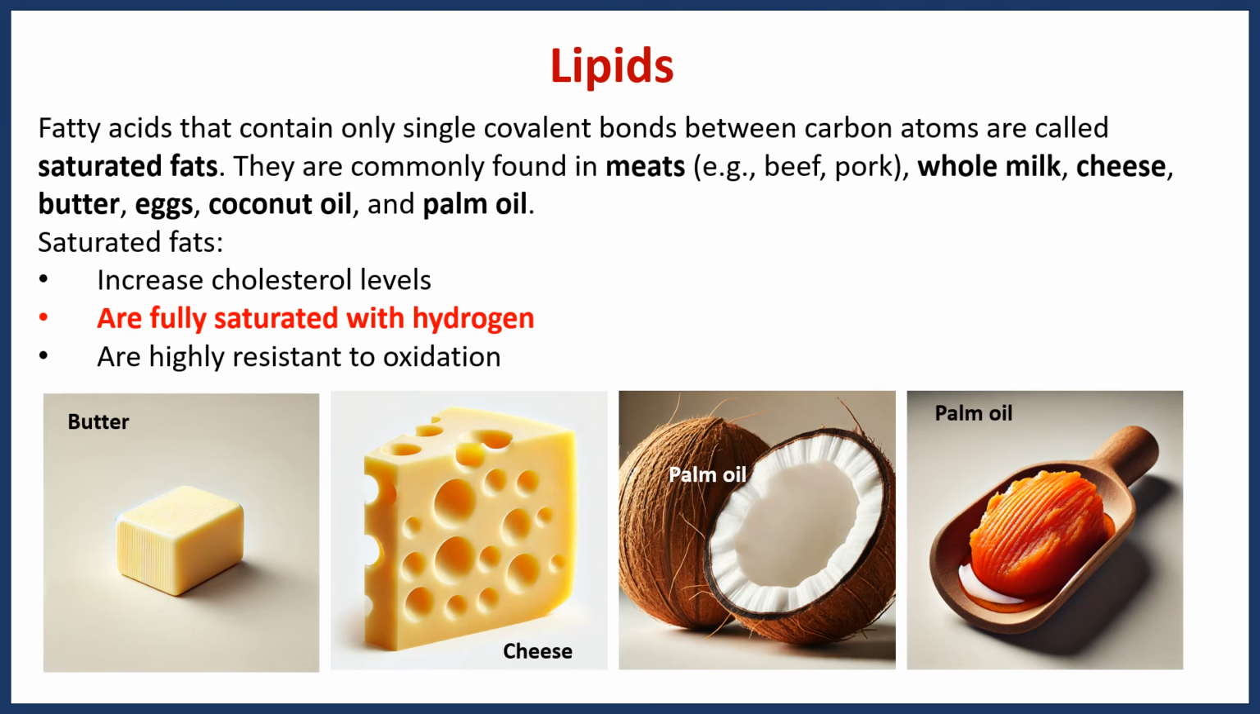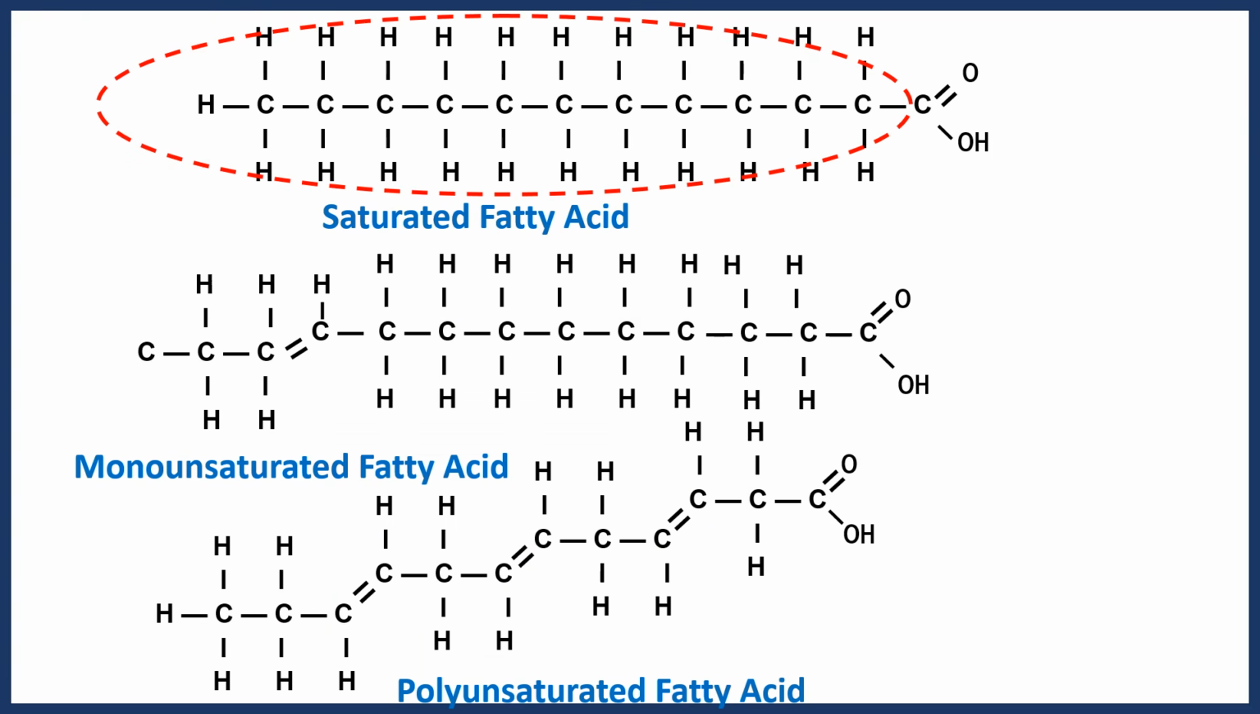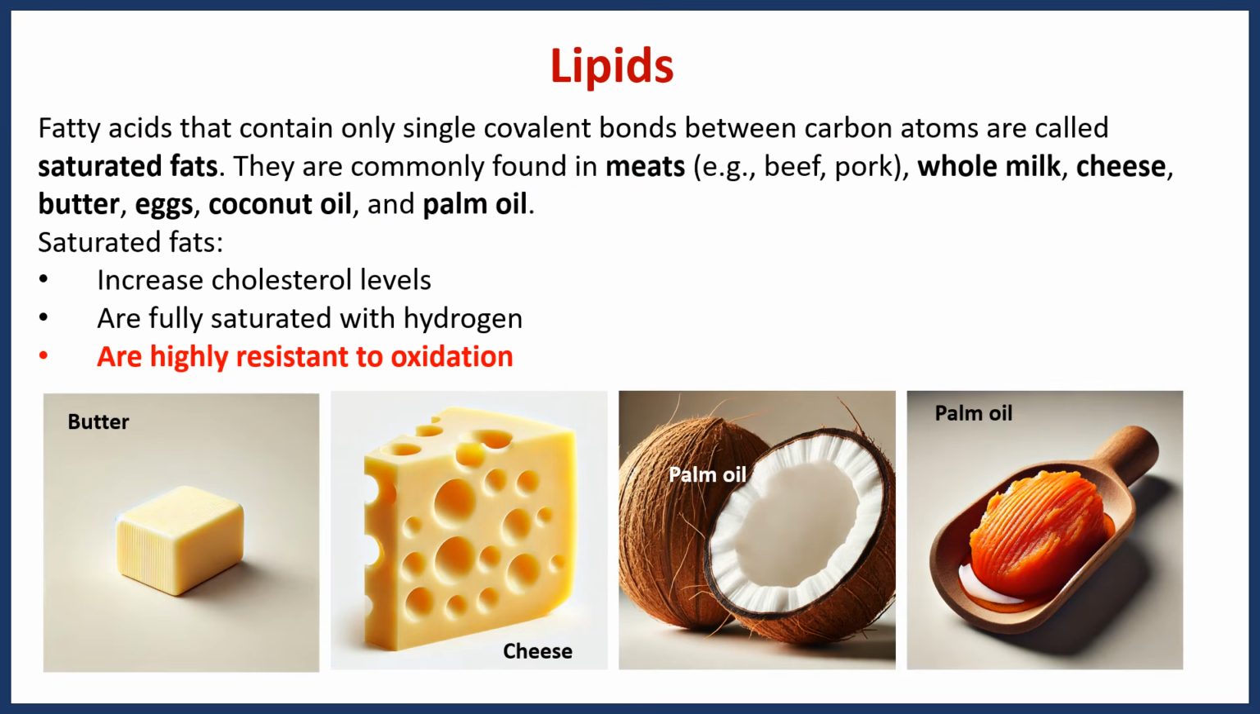Fully saturated with hydrogen refers to a fatty acid in which all the carbon atoms in the chain are bonded to the maximum number of hydrogen atoms. This means there are no double bonds between the carbon atoms, making the fatty acid straight and saturated with hydrogen. Saturated fats are typically solid at room temperature, like butter or lard.